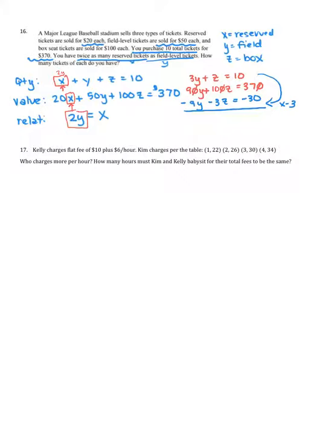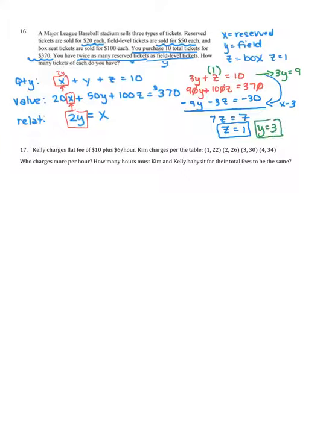So the y's will go away. I have 7z equals, so 37 minus 30 is 7. So z equals 1. We have one box seat, so z equals 1. And now we can start to just back substitute. So if z is 1, I'm going to substitute it up here. That means we have 3y equals 9, subtract 1. So y will be 3.